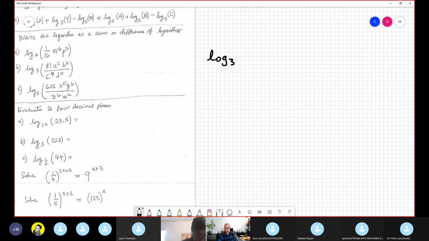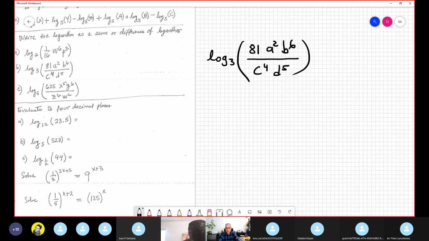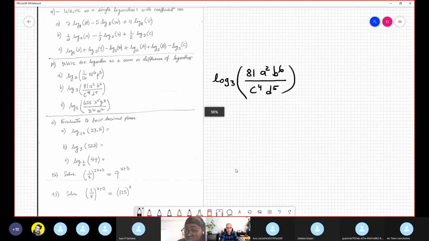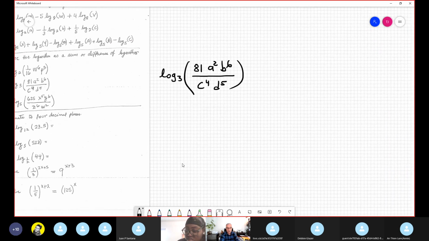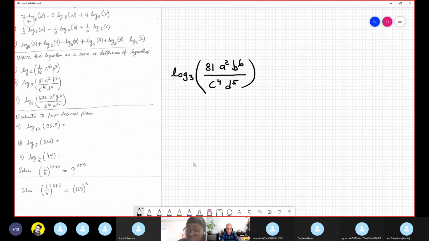Logarithm base 3 of 81 a square b to the 6th divided by c to the 4th d to the 5th. Well, we have 1, 2, 3, 4, 5 logarithms when you finish the problem. And be careful, the numerical logarithm is necessary to compute. Don't leave it indicated like logarithm base 3 of 81. No, we need to compute that.